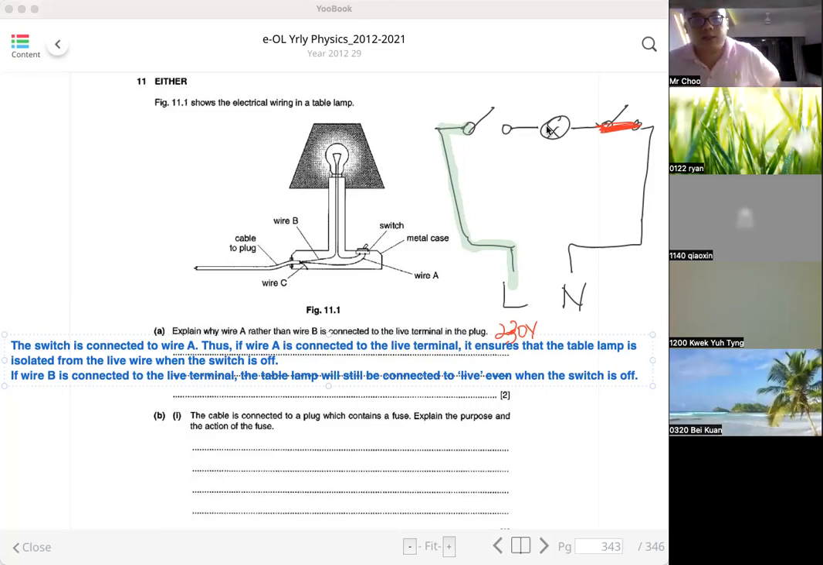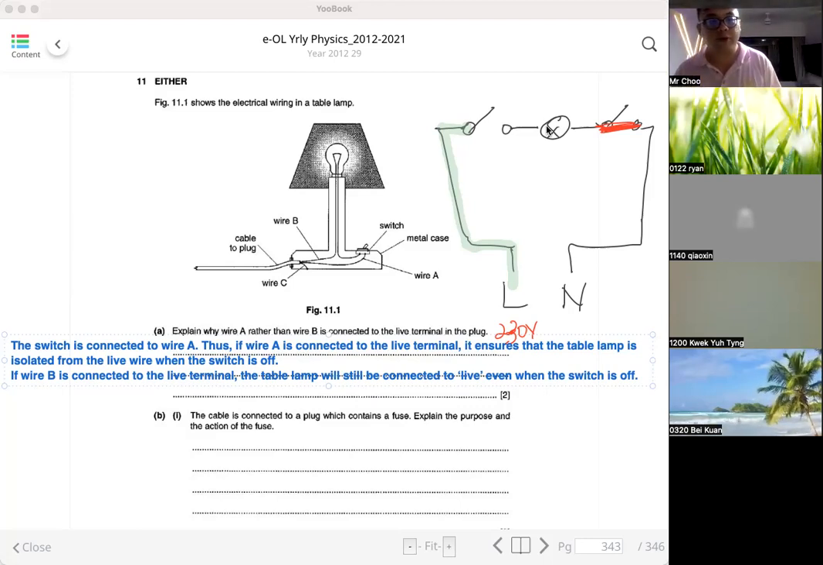Okay, Oscar, your answer for A is not wrong now, but there's no need to emphasize that there's no current flowing through. When the circuit is open, there'll be no current flowing through. So that's not the main point. The main point is your table lamp will not be live. That's all. Is that clear?